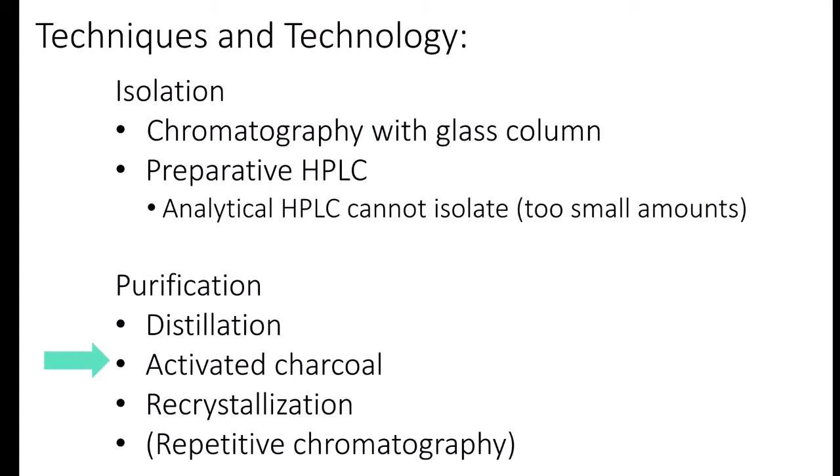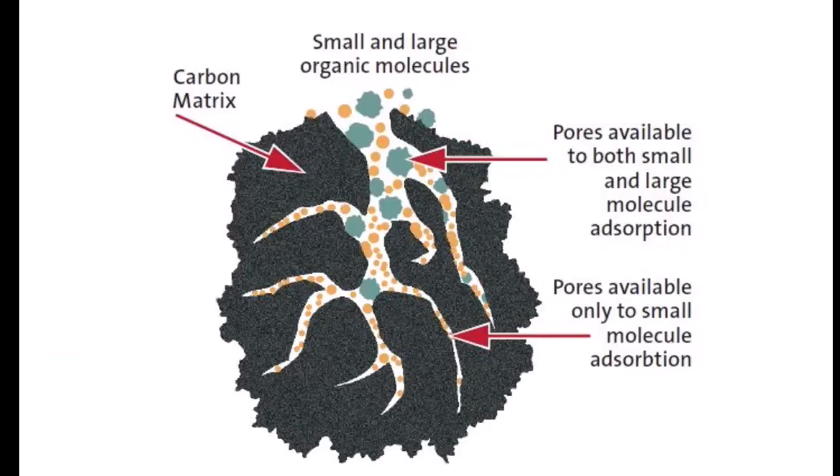Next, activated charcoal. Activated charcoal is a porous material made of carbon and it is able to absorb impurities from a substance. You can imagine the particles of activated charcoal like this with a lot of spaces in between for substances to absorb. It does not discriminate in what to absorb, so you will lose some of the product in this step. You might remember that this is also utilized in water purification for this reason.